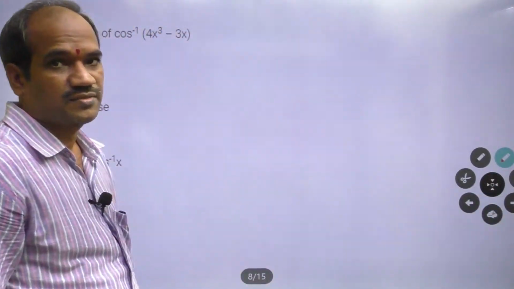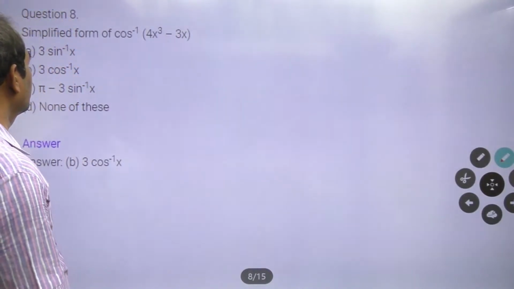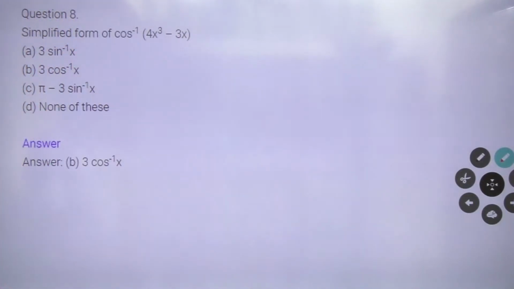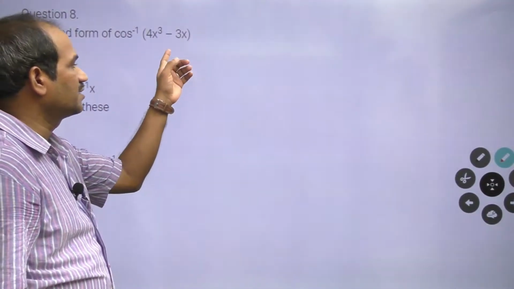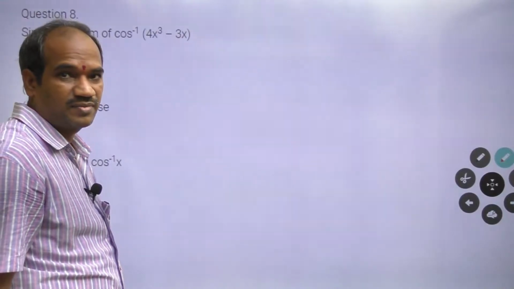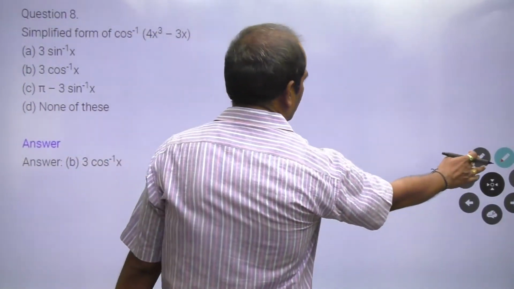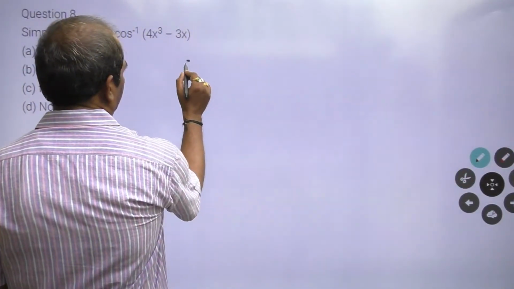In this next problem, simplify cos inverse of 4x cube minus 3x. This is already in theory, a 3 marks question. It is a simple, direct answer in the CET.